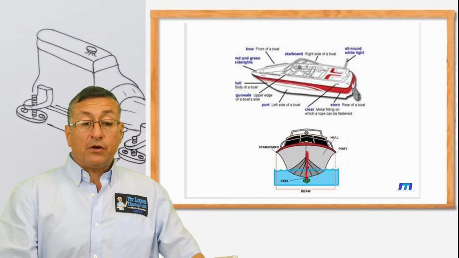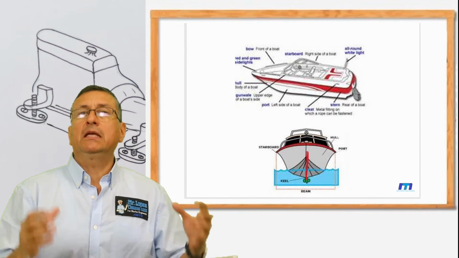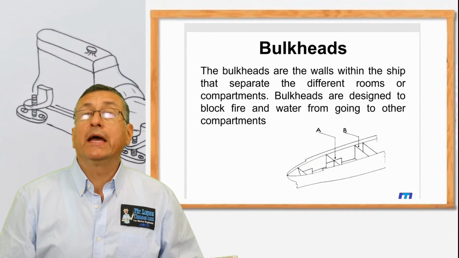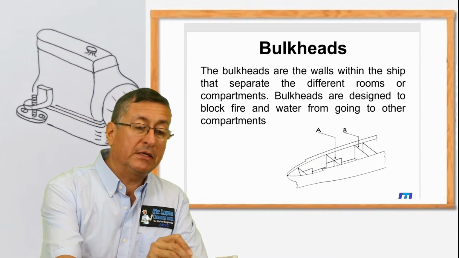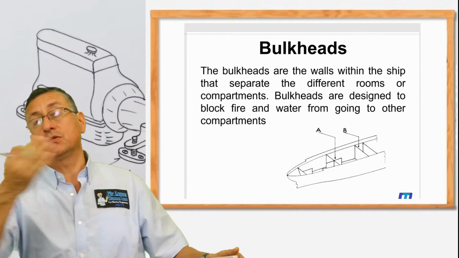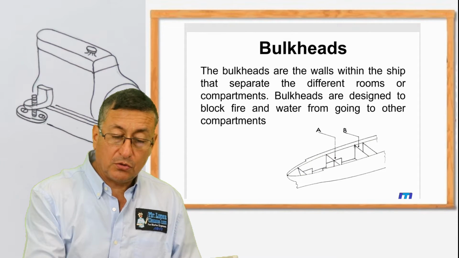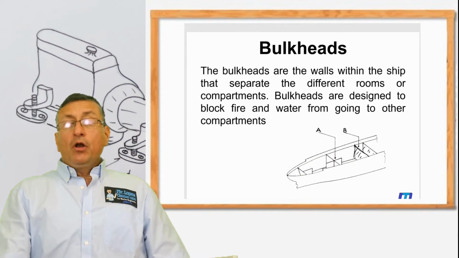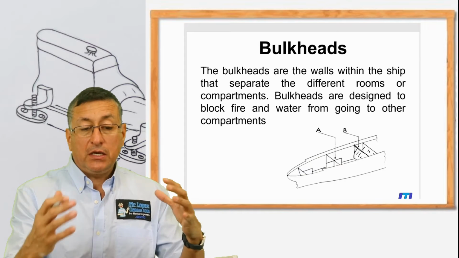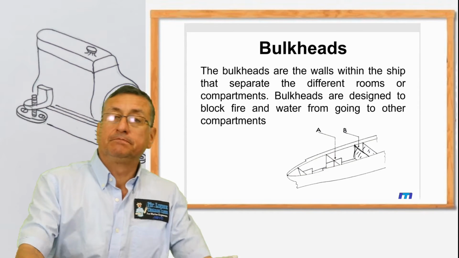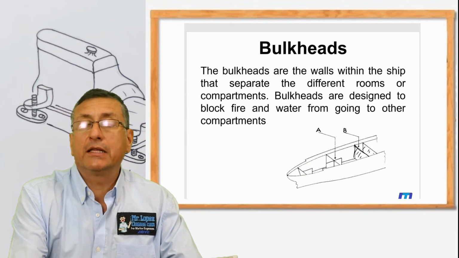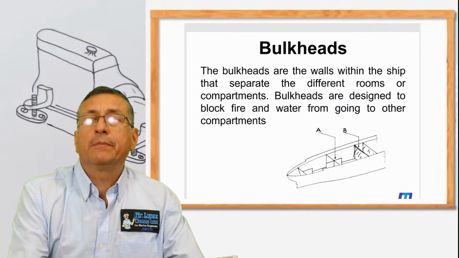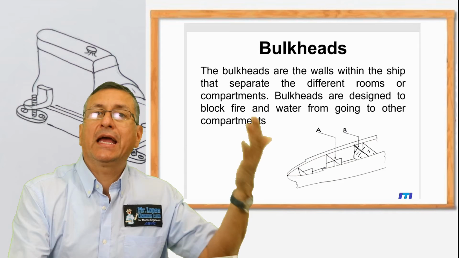And we are going to start to check internally what happens in the structure of the hull. And we are going to start with the bulkheads, those elements that are perpendicular to the axis of the boat. Those are the bulkheads. The bulkheads are walls within the ship that separate different areas. One of the most important bulkheads in a boat is the engine room bulkhead, the wall that separates the engine room from the cabin.